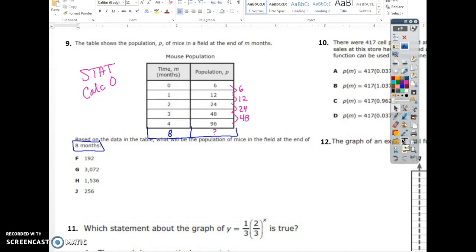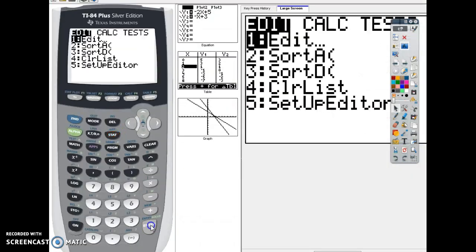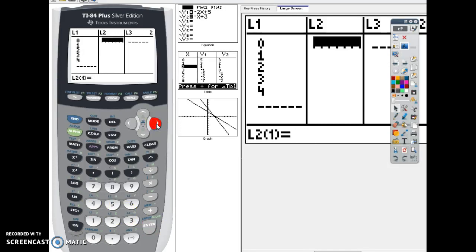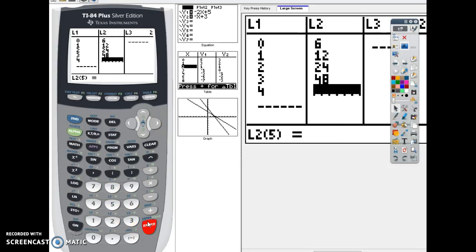So I'm going to let you do whatever you want, but you can pause the video and find the answer yourself, and then you can see how I do it in stat calc 0 to get the equation and find the answer. Stat, enter. Let's put our table in there. I have 0, 1, 2, 3, 4. And on the other side, I have 6, 12, 24, 48, and 96.